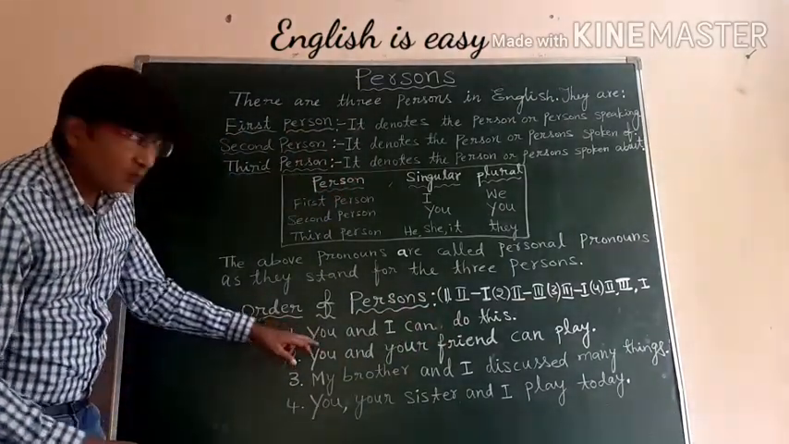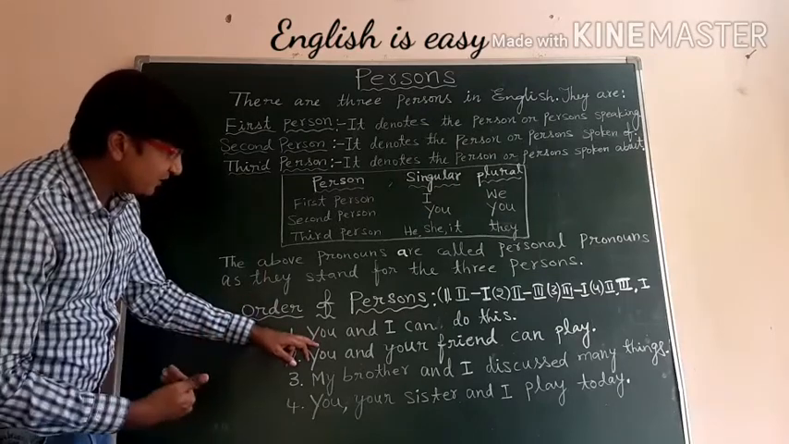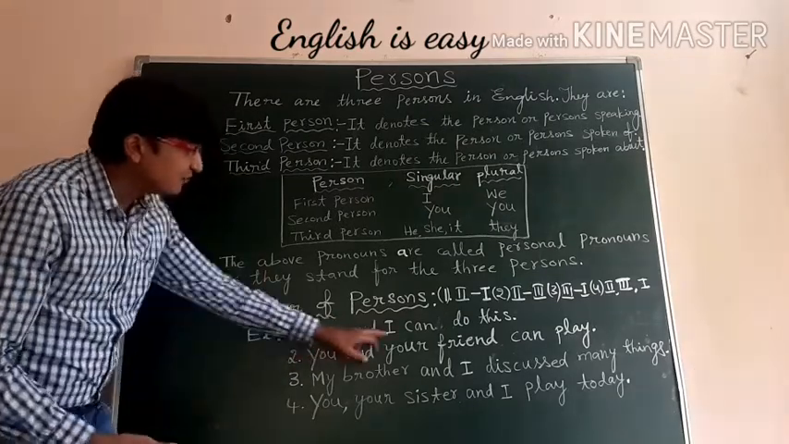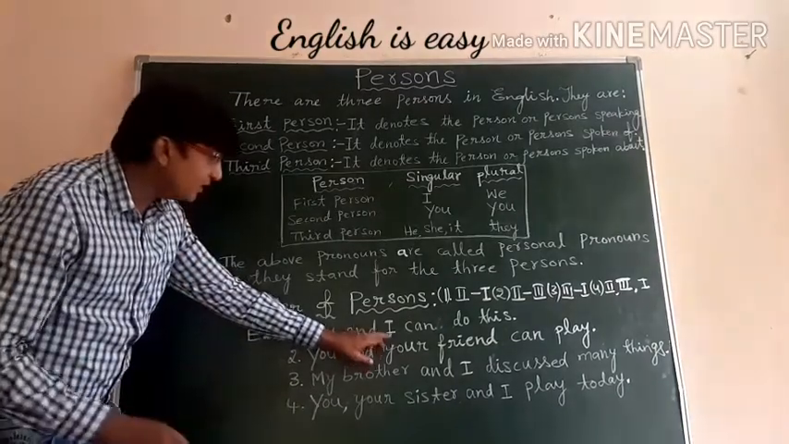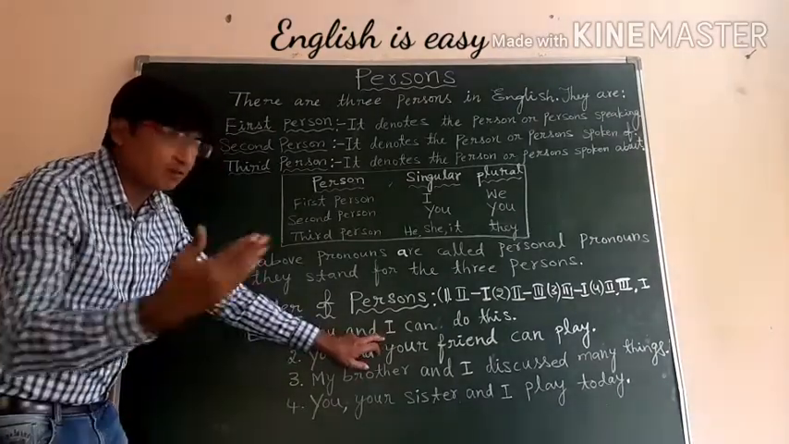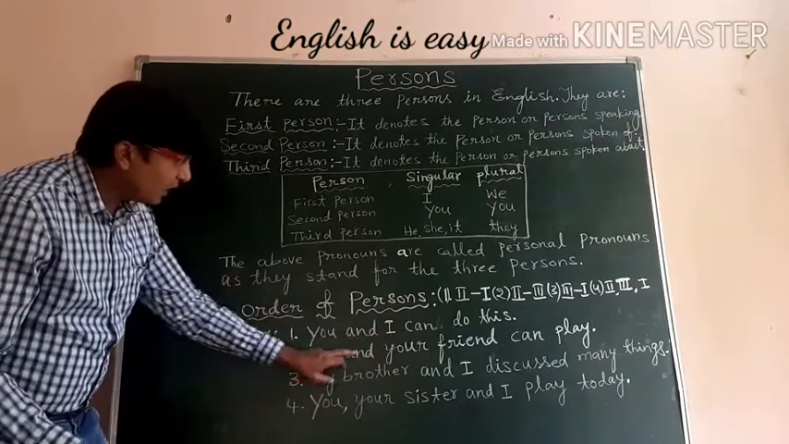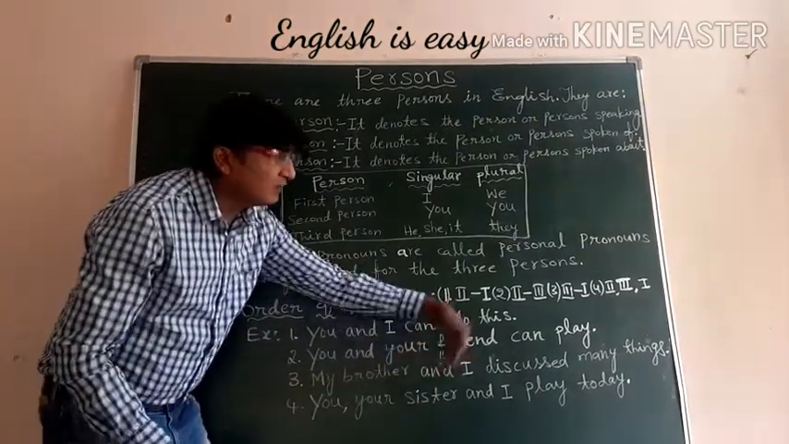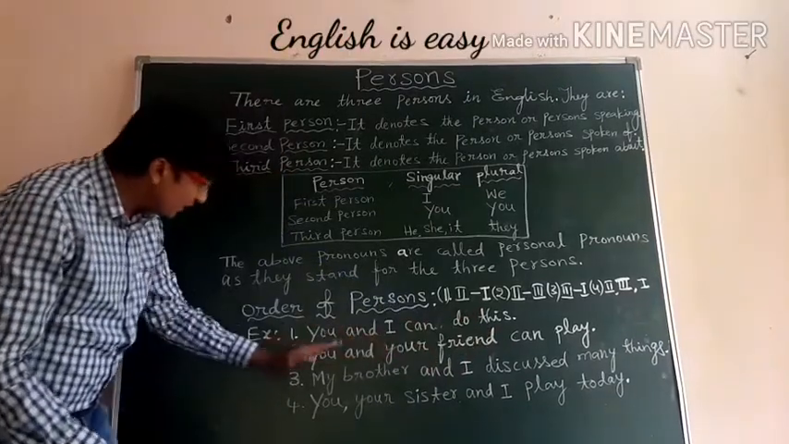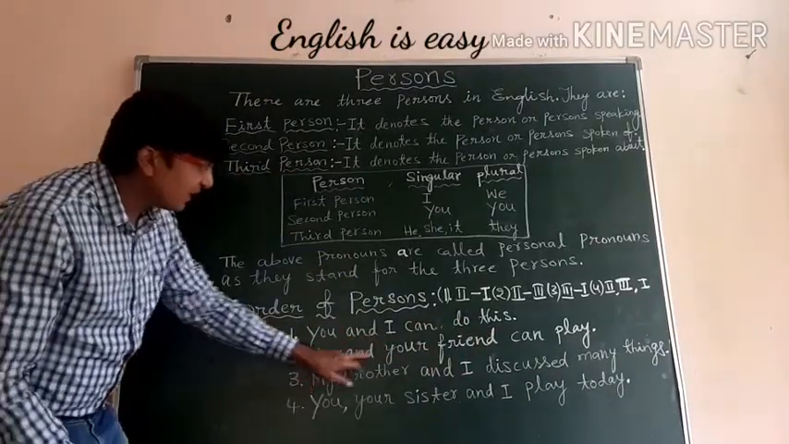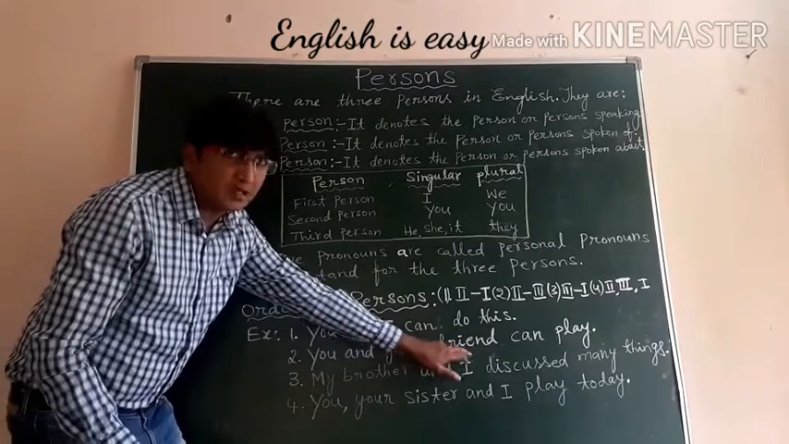So here, first we should write "you" and then "I", second person and first person. But we should not write "I and you". That's wrong. And in the second sentence, "you and your friend can play". So again here we have second person, and "your friend" is a third person.